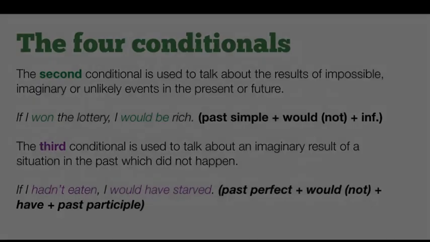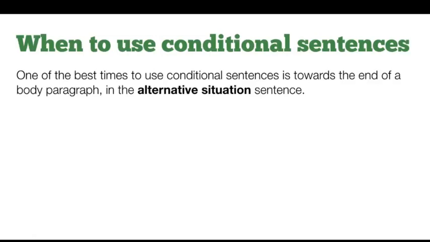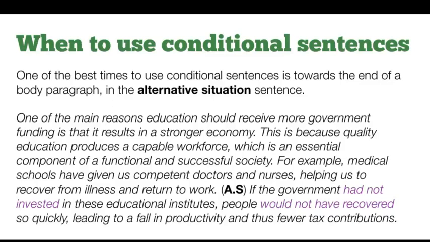Now, when would you use a conditional sentence in the essay? Well, one really good time to use a conditional sentence is towards the end of a body paragraph in what I call the alternative situation sentence. So I'm going to show you an example here in a full paragraph form. Imagine we are trying to argue why the government should invest money in education. So first of all, we're going to give a reason and we're going to support that reason.